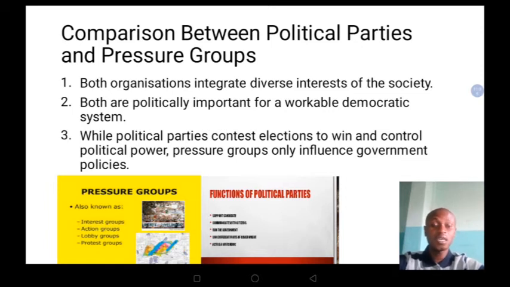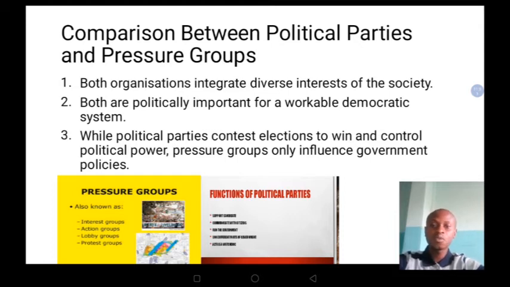They help to integrate the diverse interests of the society, and they express them to ensure that they are taken care of by the government. And both are politically important for a workable democratic system. So if it is true that both are pillars of democracy, then they're important. For democracy to work, you must have pressure groups, you must have political parties.